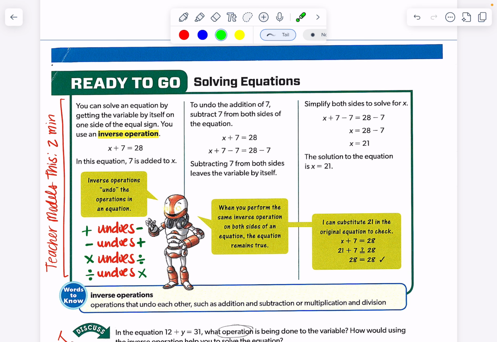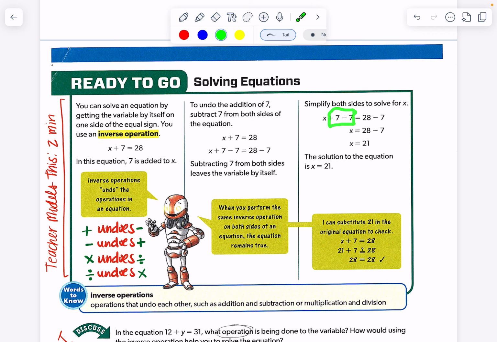And we do the operation of subtraction on both sides because we are trying to ensure that the equation remains true. So we're not altering the value of the equation, we are just rewriting it. Almost think equivalent fractions, equivalent ratios, right? Whatever you do to one side, you need to do to the other side to balance that equation.